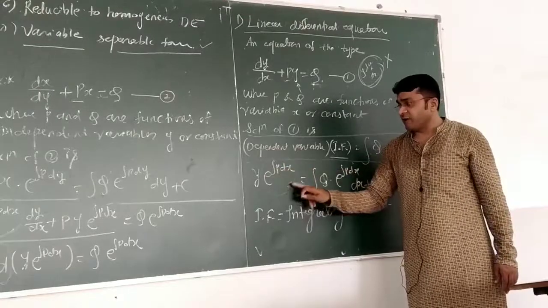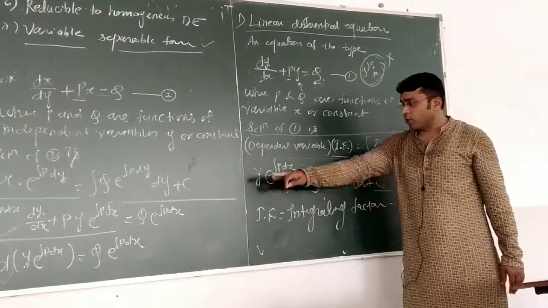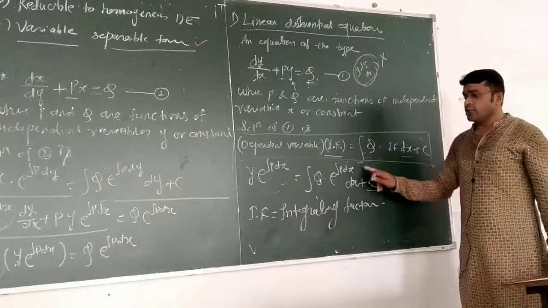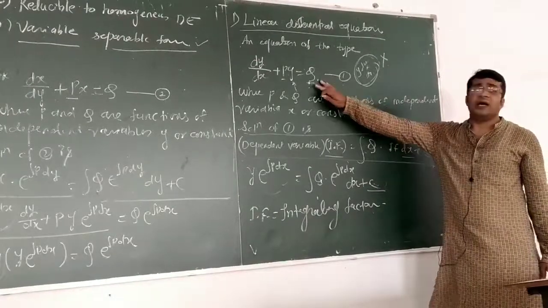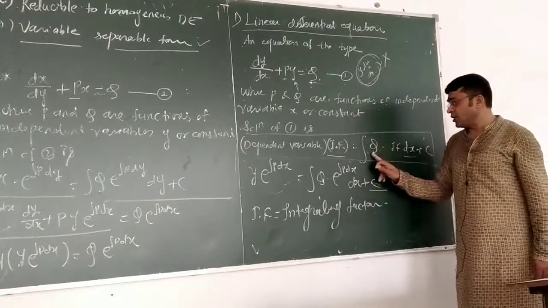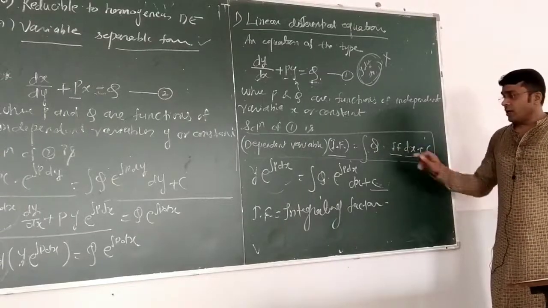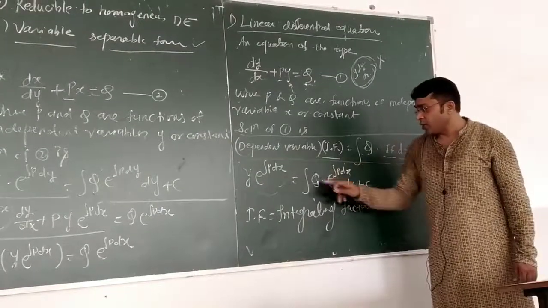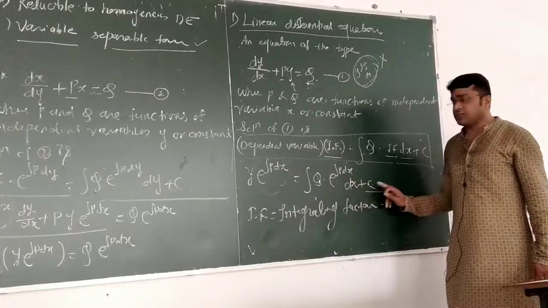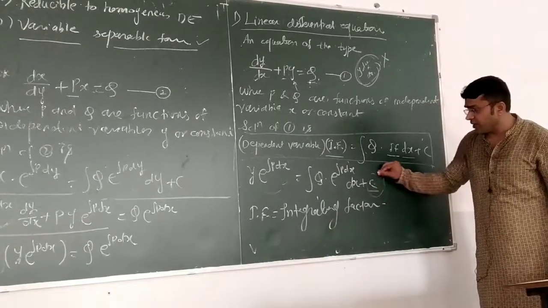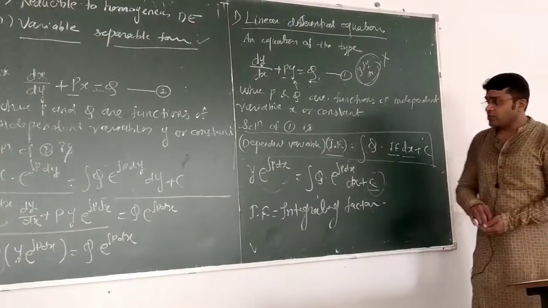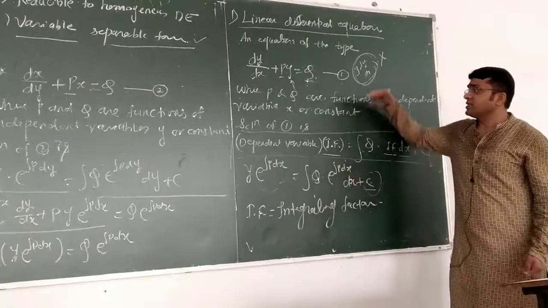And this equals the integration of Q, which is the RHS part of the equation, into the integrating factor, again e to the power integration of P dx, into dx, plus c. This c is our constant of integration. So this is the solution for this LDE.